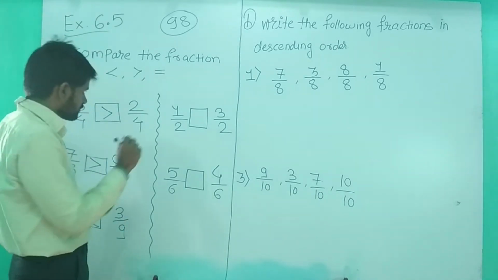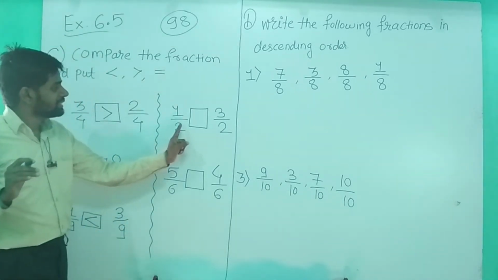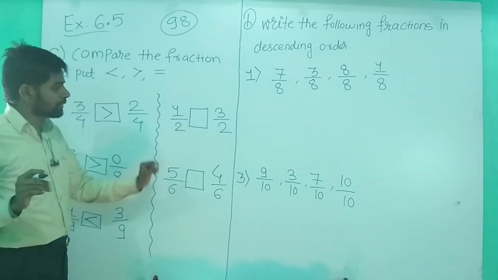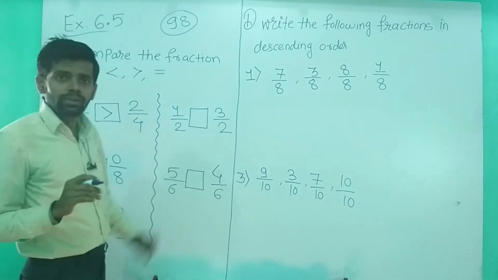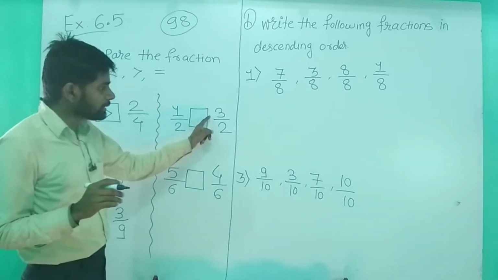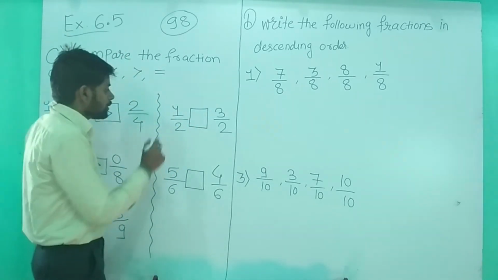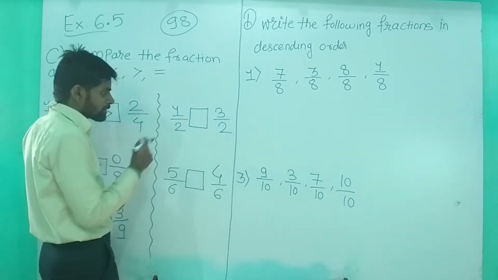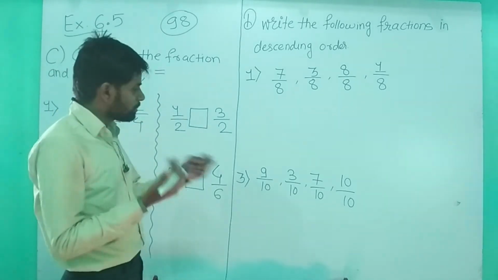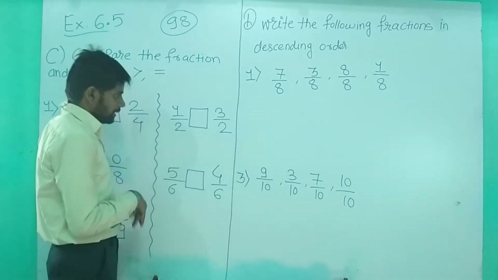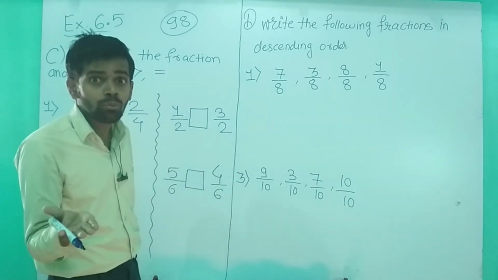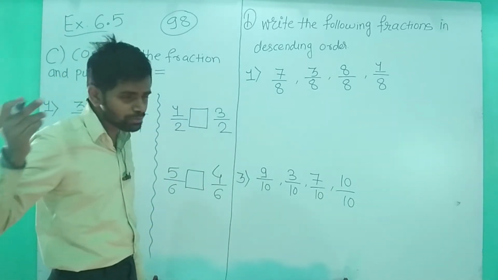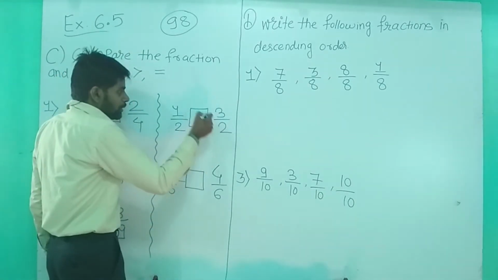Now listen here. So here the fractions are 1 by 2 and 3 by 2. Both are like fractions because the denominator is 2, the same in both. Now we have to compare the numerators. If the numerator is smaller, the fraction will be smaller. So 3 by 2 will be greater.